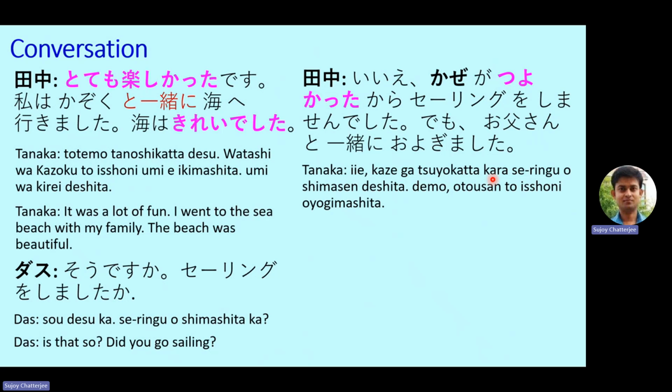So takai kara kaimasen. That means I did not purchase because of the high price. So here kara means because of. So tsuyokatta kara seiringu o shimasen deshita. That means because the wind was very strong, we did not go sailing. This is the meaning here. 風が強かったからセーリングをしませんでした. Demo. Demo means but. お父さんと一緒に泳ぎました. But we swam. We did swimming with our father.